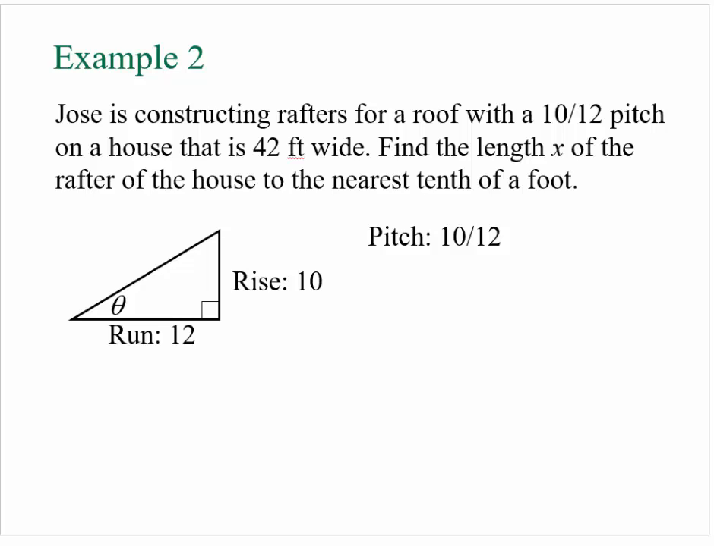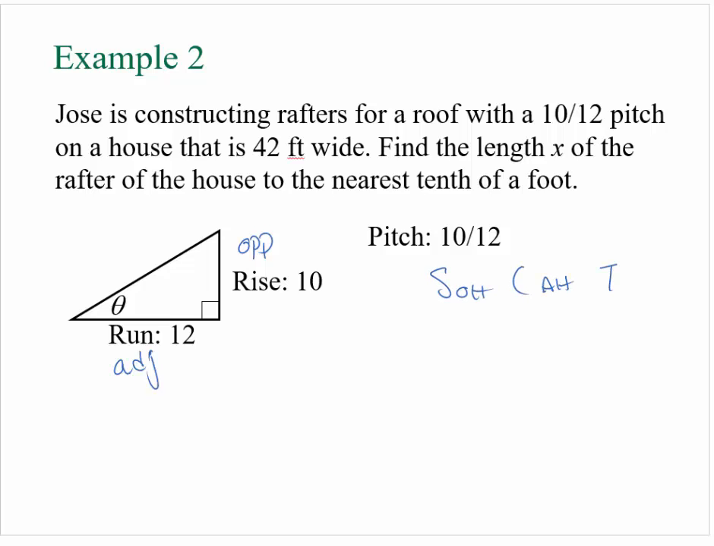In the next example, we have to do two different steps. We're first told that we have a roof and there's some angle. That angle is given information about the rise and the run. Well, really, that's just our opposite over our adjacent. So we can find what that angle is.